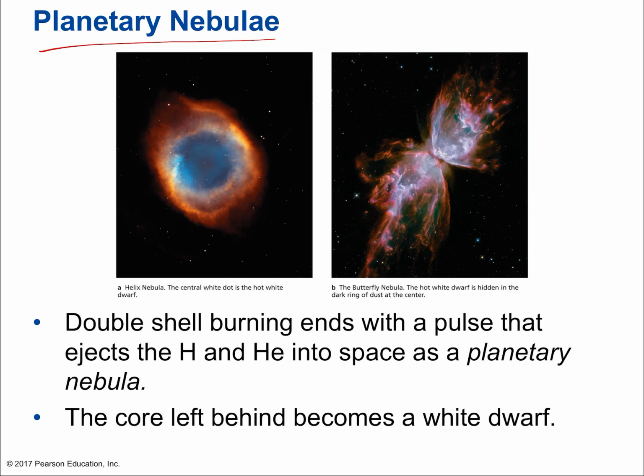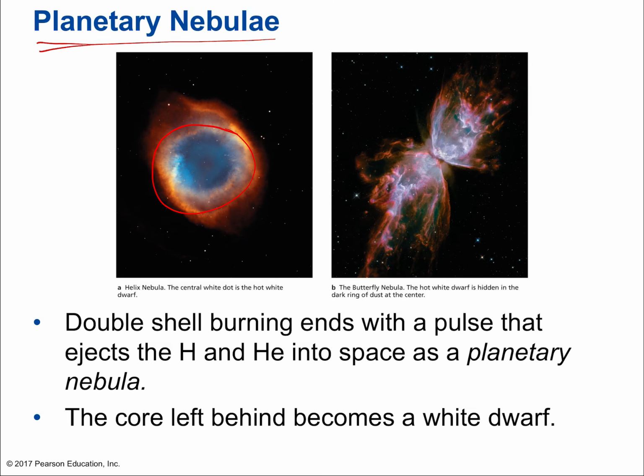So double shell burning ends with a pulse that ejects hydrogen and helium into space as a planetary nebula. The core left behind becomes a white dwarf. All right, and it's a gradual process. It's not one single pulse. But the planetary nebula is a terribly named astronomical creation, because in reality it has nothing to do with planets. When the first ones were discovered, they looked circular like this, and astronomers thought 100 years ago that maybe they were planets, exoplanets, right? Now we know what exoplanets are actually like. They're nothing like this. And so the name stuck, so we still call them planetary nebula.